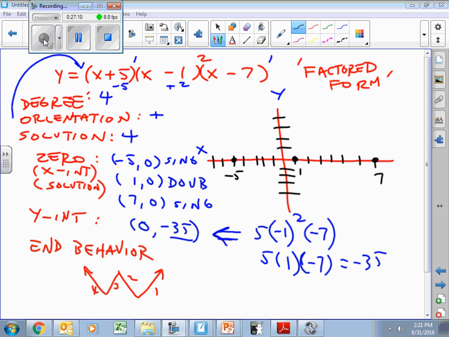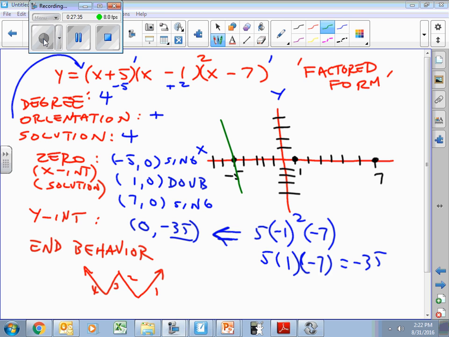It is a W because the orientation is positive. If it were negative, that W would flip down and wind up looking like the letter M. But because it's positive, it's just the way it normally is. So I come in from the sky on this one. The first thing I'm going to hit is that 5. 5 is a single, so I go straight through the 5.